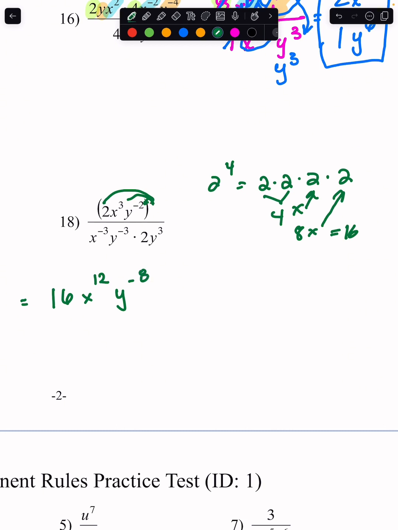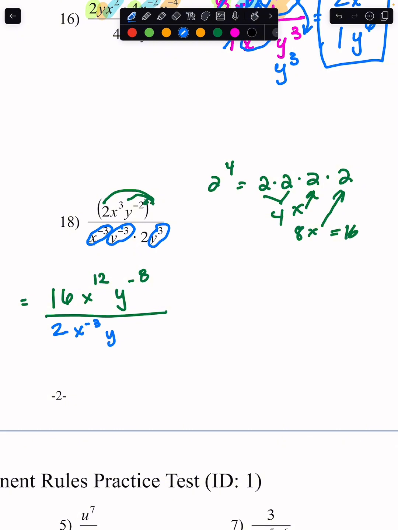And then on the bottom, since this 2 is over there by itself, we can go ahead and just write that out to the front. And then what else do we have? We have an x to the negative 3. And I have this negative 3 and then this positive 3. When you add those two together, those end up canceling out. So that ends up becoming y to the 0 because negative 3 plus 3 is 0.